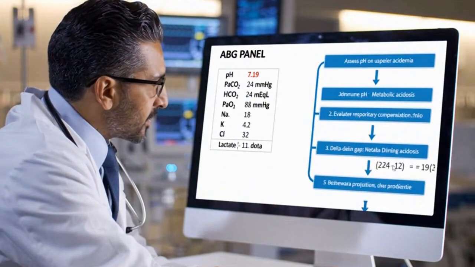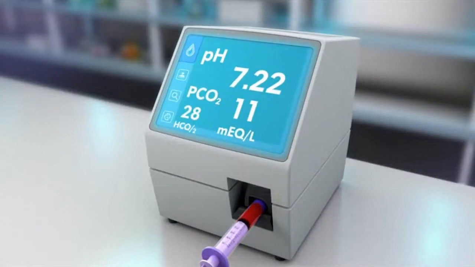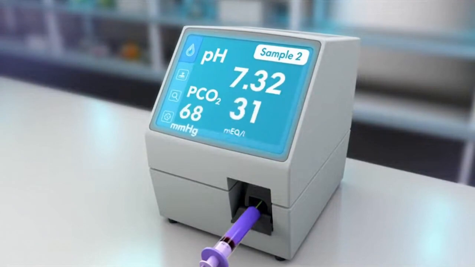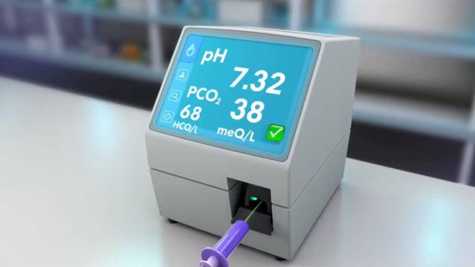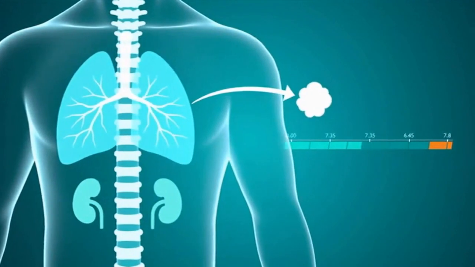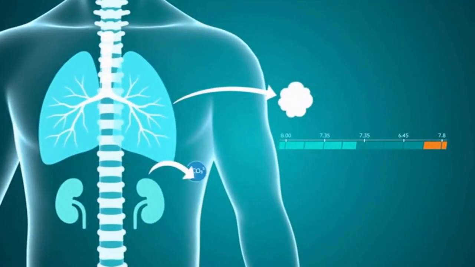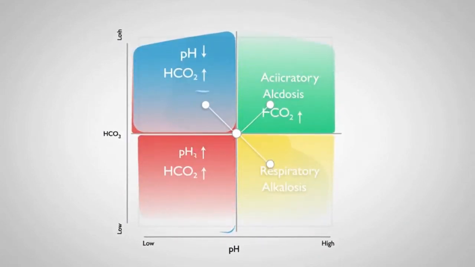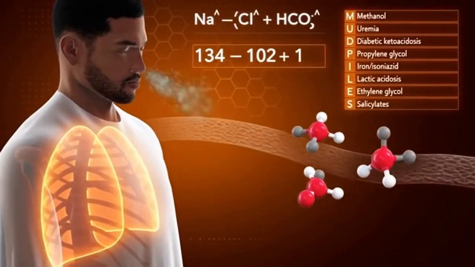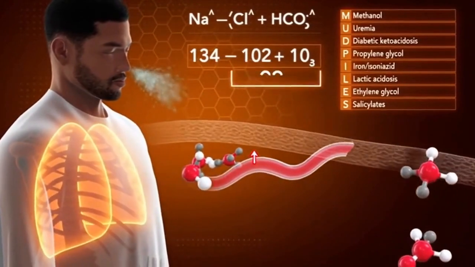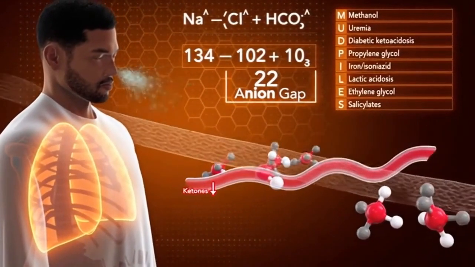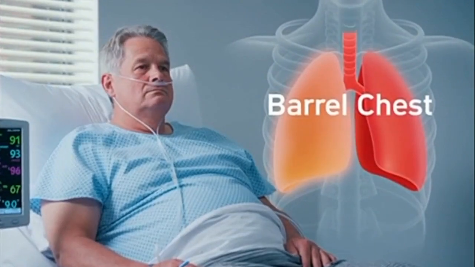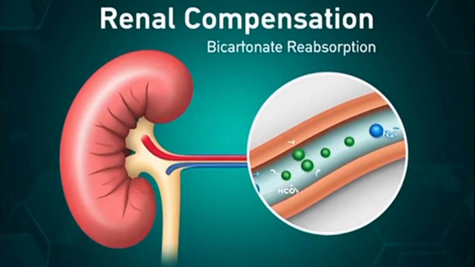Respiratory acidosis, high PCO2, occurs from hypoventilation, COPD, opioids, neuromuscular disease. The kidneys compensate by reabsorbing bicarbonate slowly over 3 to 5 days. Our COPD patient with PCO2 68 and bicarbonate 38 shows chronic respiratory acidosis with full renal compensation. Treatment targets the underlying ventilatory failure. Respiratory alkalosis, low PCO2, occurs from hyperventilation, anxiety, PE, early sepsis, altitude, pregnancy, aspirin toxicity. The kidneys excrete bicarbonate in compensation.